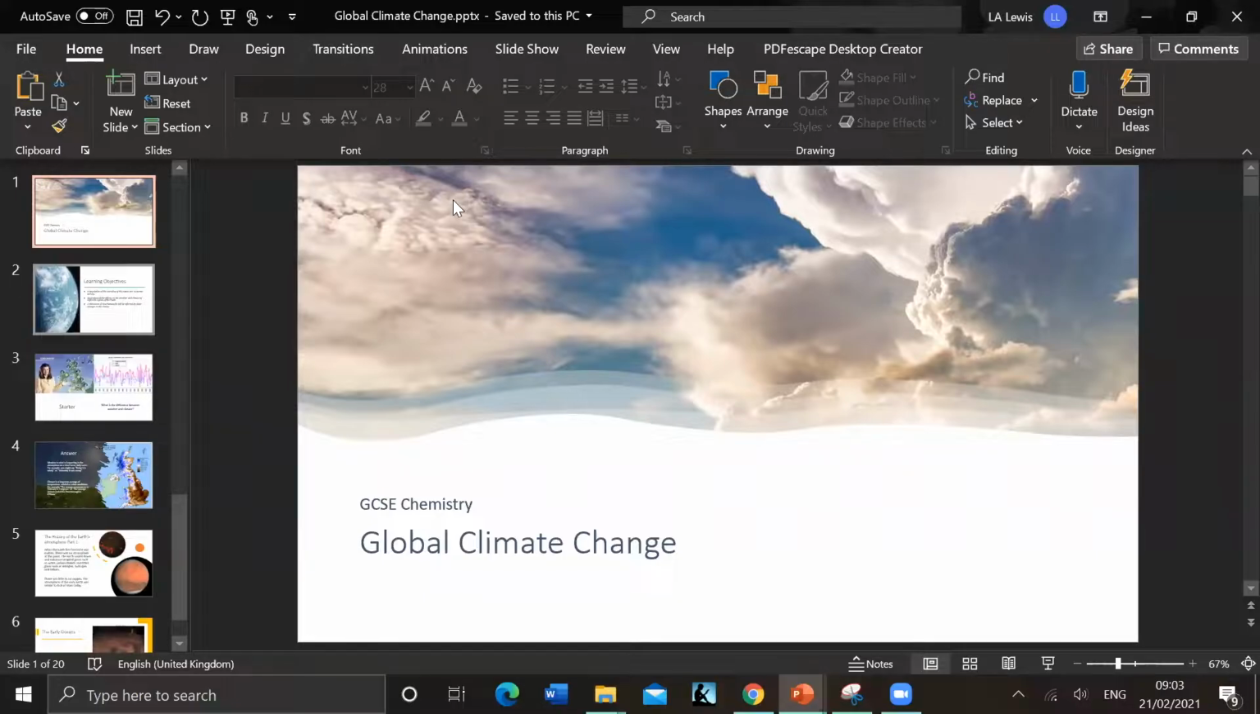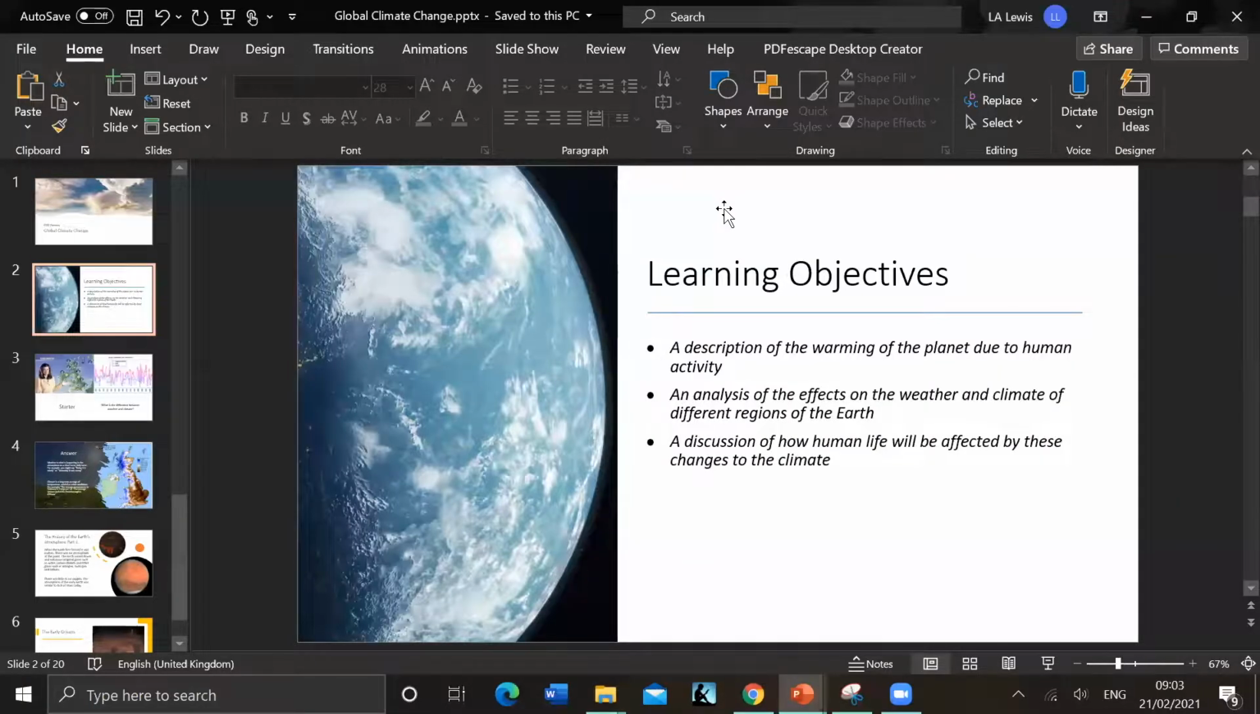Let's get started on the learning objectives. A description of the warming of the planet due to human activity, although we'll talk about natural as well. An analysis of the effects on the weather and climate of different regions of the Earth, and a discussion of how human life will be affected by these changes to climate.